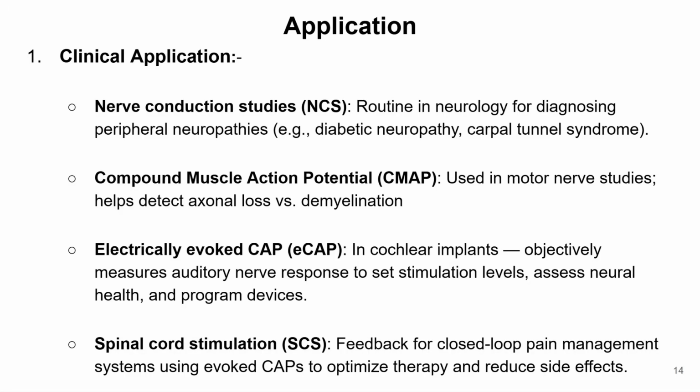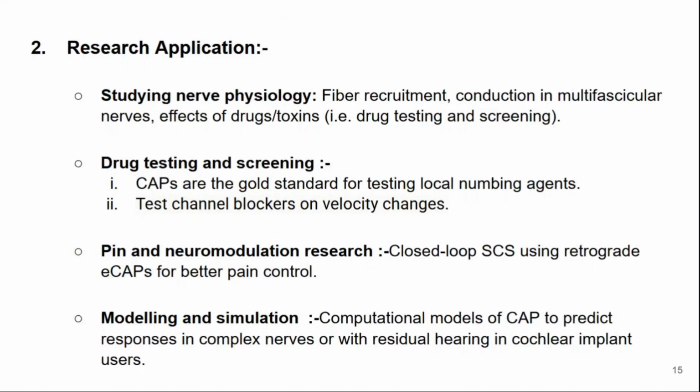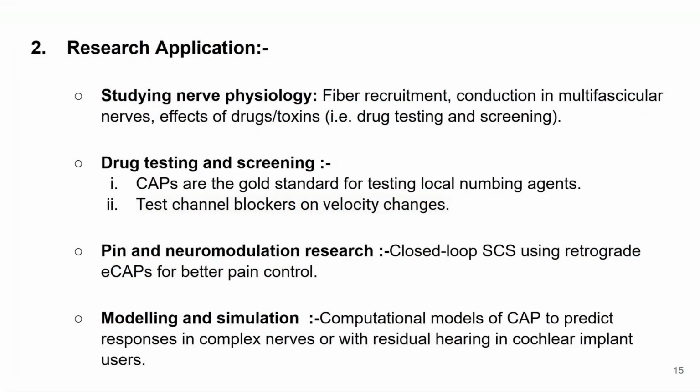Now, moving on to research application. In research, compound action potentials are used to study nerve physiology, including fiber recruitment patterns and conduction in multivascular nerves. They play a key role in drug testing and screening, where compound action potentials are considered the gold standard for testing local anesthetic agents. Changes in conduction velocity are used to study the effect of ion channel blockers and neurotoxins.